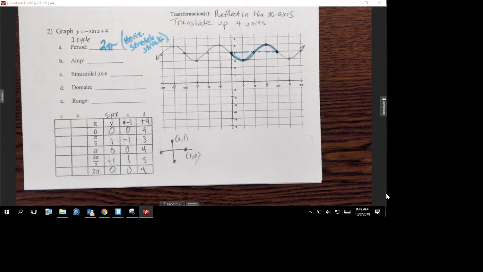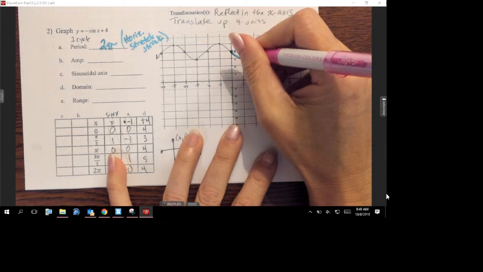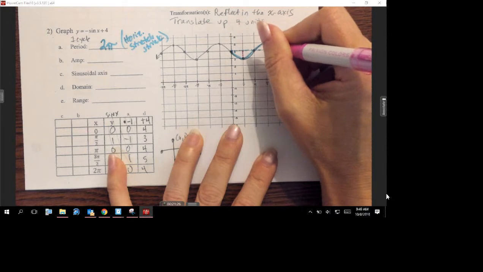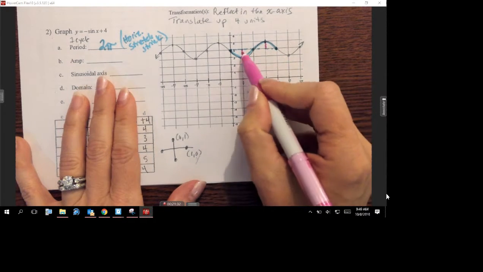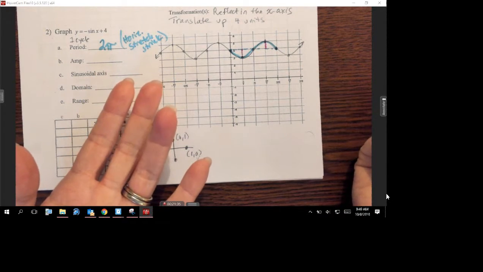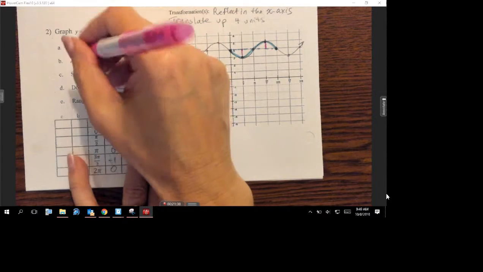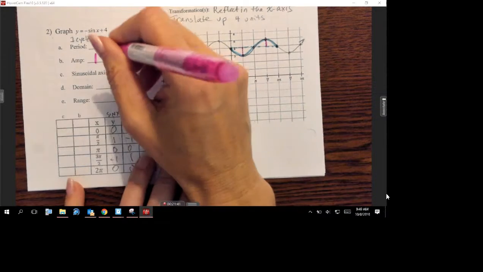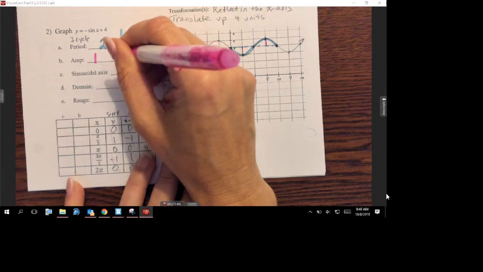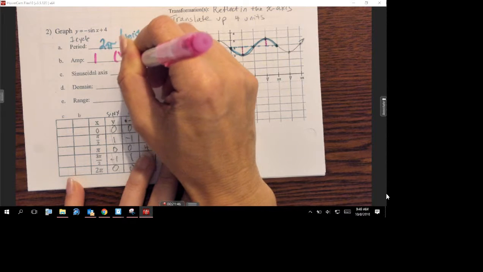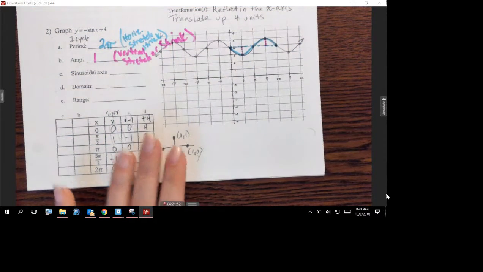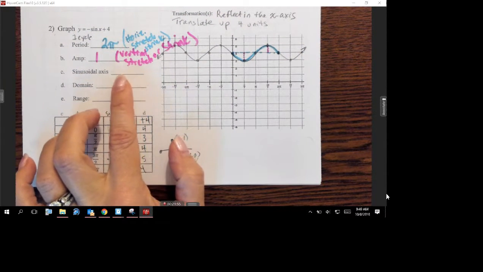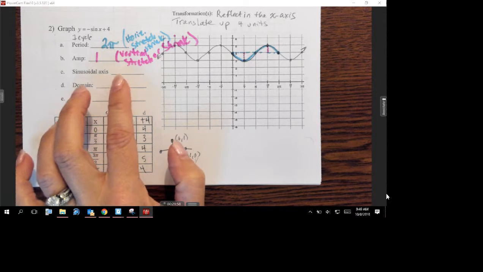The amplitude. The amplitude is, on the graph, how far above or how far below this center midline the graph goes. Can you look at my graph and tell me how far above or below the midline it goes? 1. The amplitude is never negative. The amplitude is the vertical stretch or shrink. That's pretty messy. I need to write clearer.